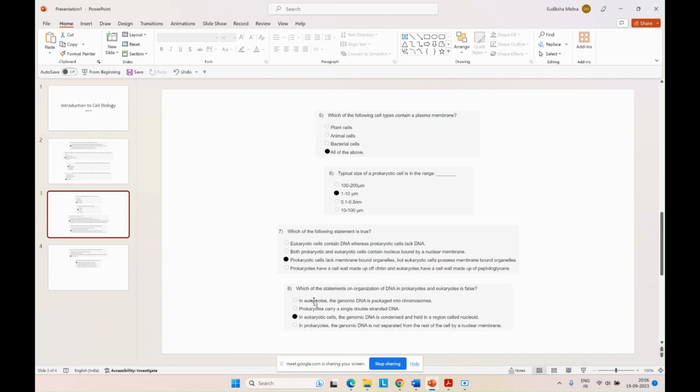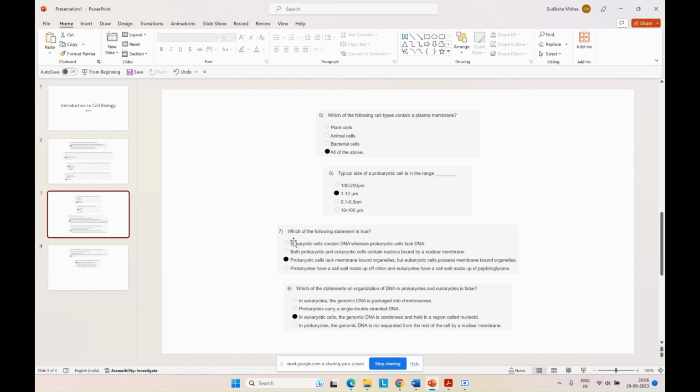Which of the following cell types contain plasma membrane? All of the cell types, plant, animal, bacterial, fungal, all of them have plasma membrane. The typical size of a prokaryotic cell is in the range of 1 to 10 microns.